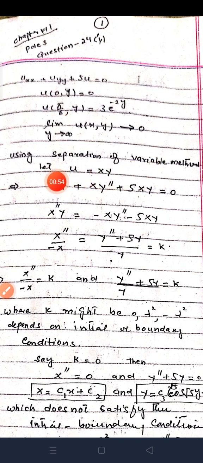In separation of variables, we often take u is equal to X(x)Y(y). Now putting this value into our equation number 1, we get X''Y plus XY'' plus 5XY is equal to 0. Now separating x and y by separation of variables, X''Y is equal to minus XY'' minus 5XY, taking these terms to the right hand side.